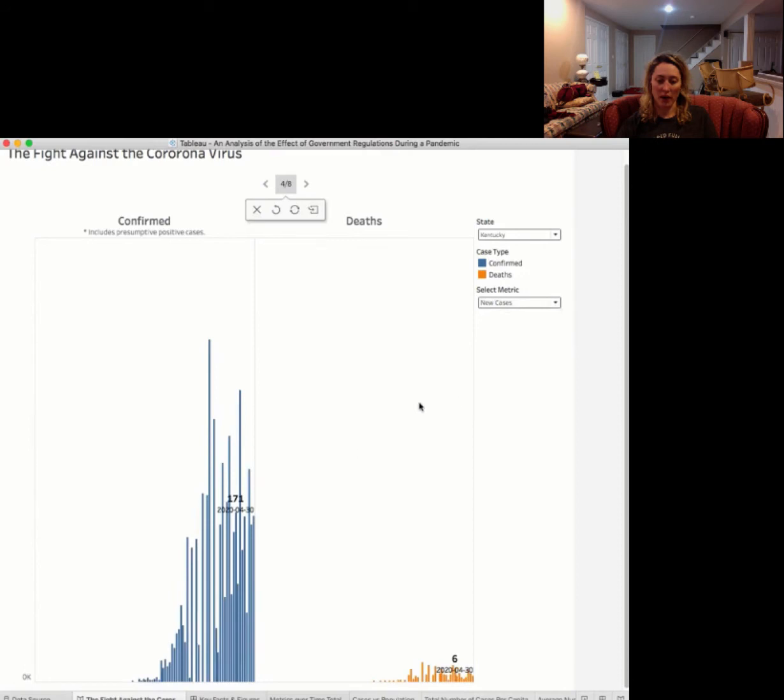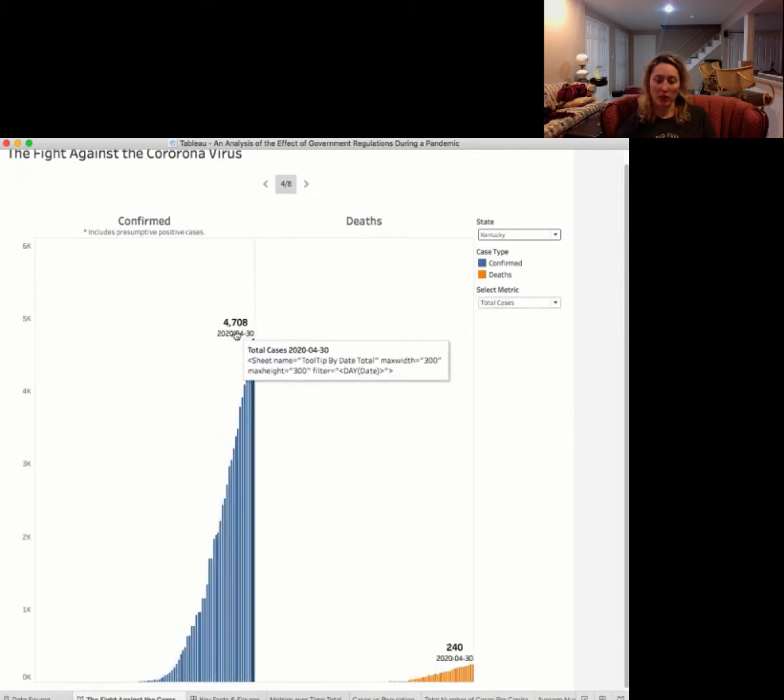Each bar will tell you the date that it is referring to, as well as the totals at the top. So this is just some general information if you want to take a look at the confirmed cases and the new cases and the deaths and the total cases.